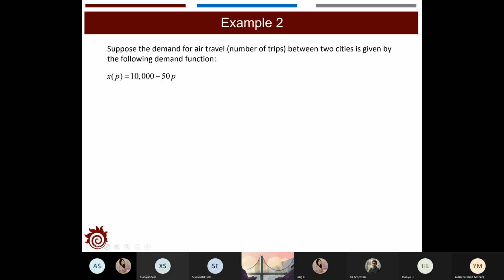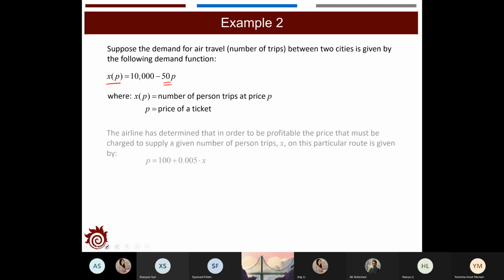follows a linear function. So the demand is determined by the price. If the price is higher, the demand would be larger. So for this case, it's 10,000 minus 50p. So that's the demand. And for the side of the airline company, they also need to determine what's the best price to get the highest revenue.